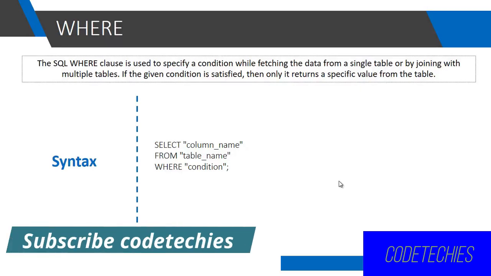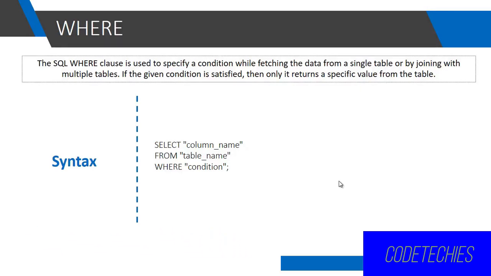In the last video, we learned how to retrieve all the rows of the table. Let us now look at how to retrieve data which is satisfying a particular specified condition. Condition is specified using the where clause. Let us see the syntax of this clause.